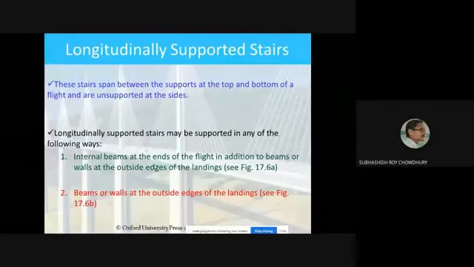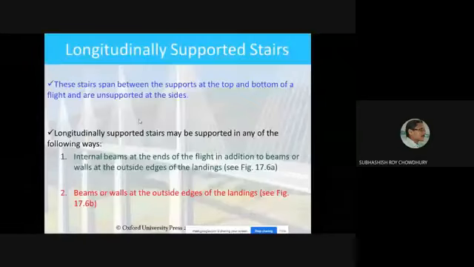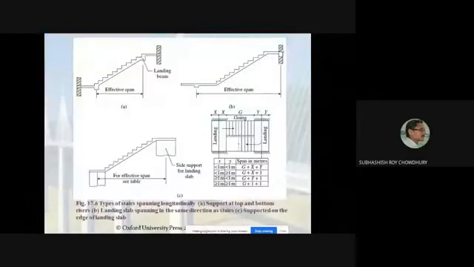So here the longitudinally supported stairs may be supported in any of the following ways. Internal beams at the end of the flight, in addition to the beams or walls at the outside edges of the landing, just like this one. In that case, the effective span will be the center to center distance of the beams. Otherwise, the beams or walls at the outside edge of the landing. That means this one. Here the beams or walls are provided at the outside edges of the landing. In that case, the effective span will start from this particular point.